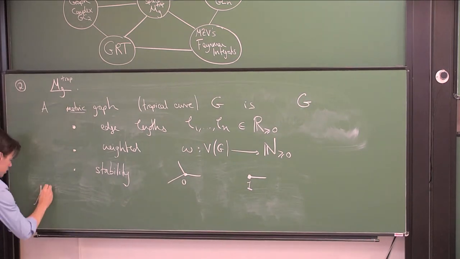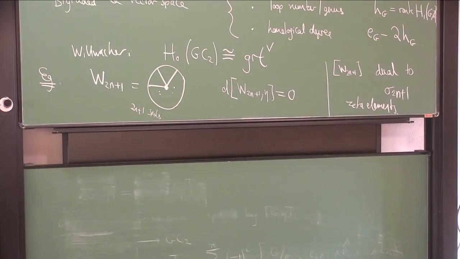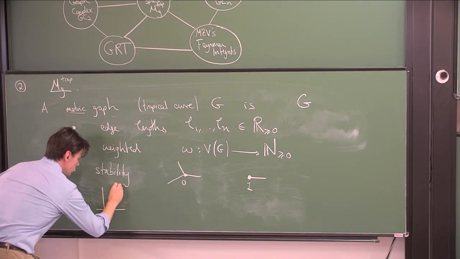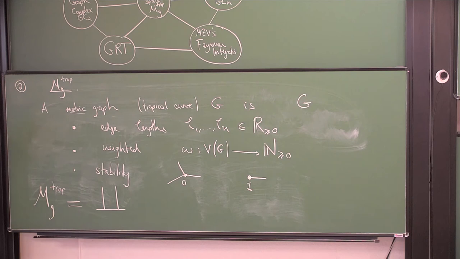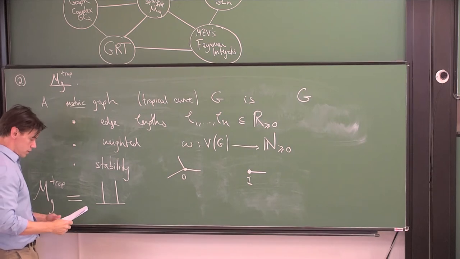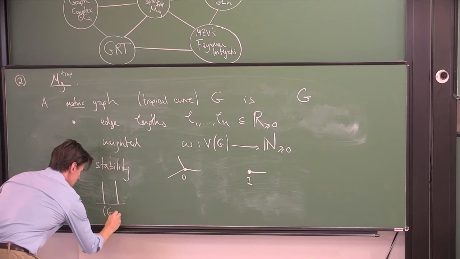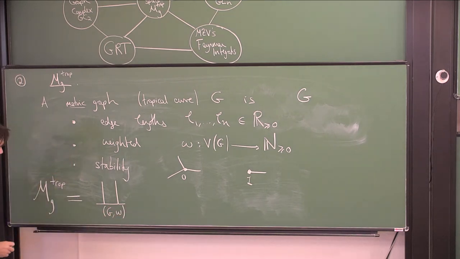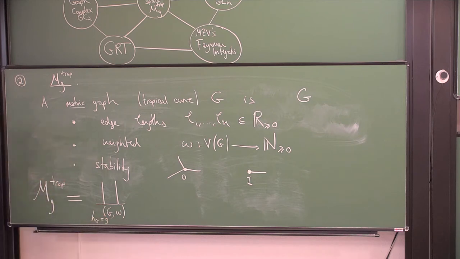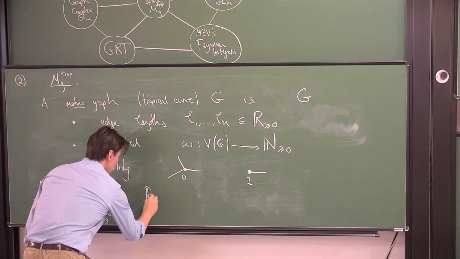So G trop equals, so the sort of lowbrow definition is essentially the moduli space of all such metric graphs at a fixed loop number, a fixed genus. So we take weighted graphs (G, w), where h^1(G) equals g, stable. And we take the space of all possible edge lengths.